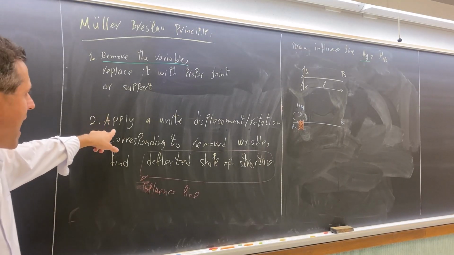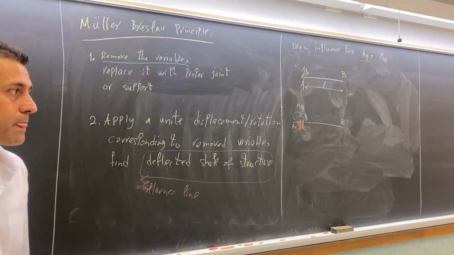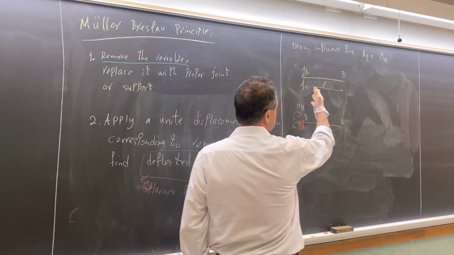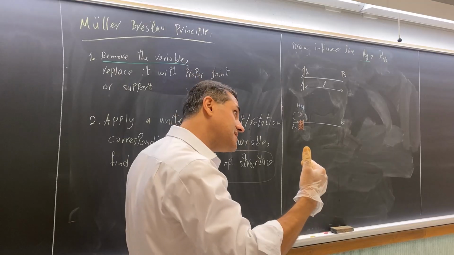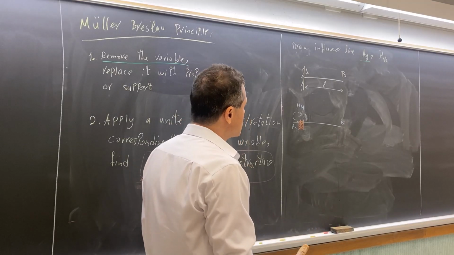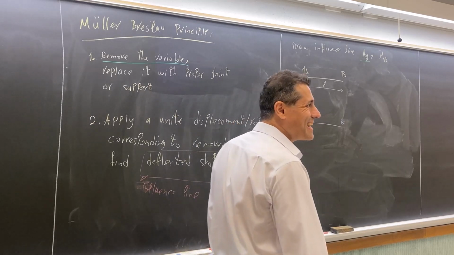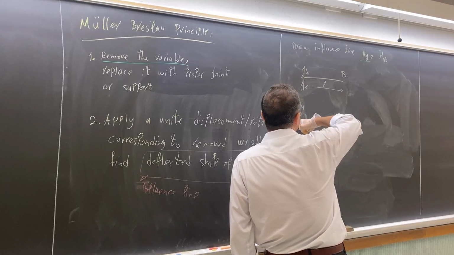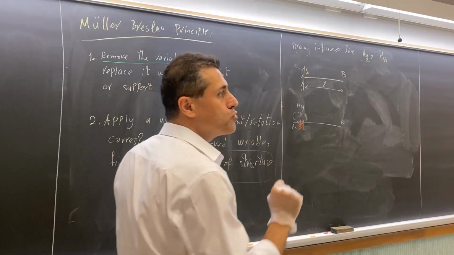Second step. Apply a unit displacement or rotation corresponding to the removed variable. The removed variable was AY. When it says corresponding, it means in the same direction. So I must apply a unit displacement vertically at point A. It means Alex must hold point A and lift it upward by one unit.